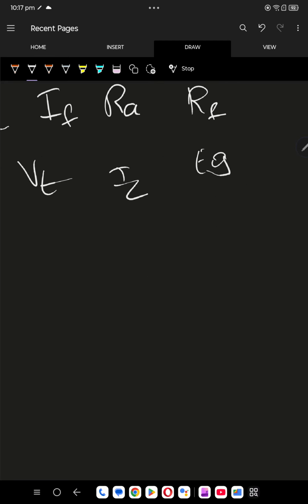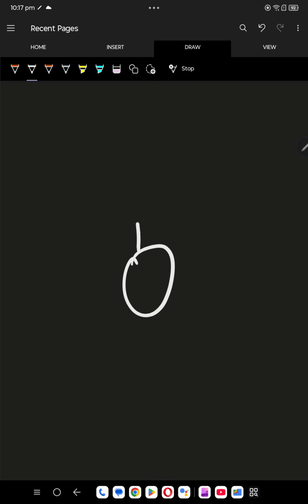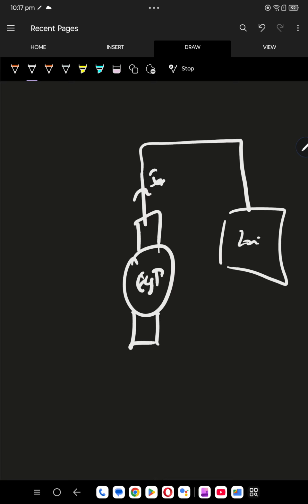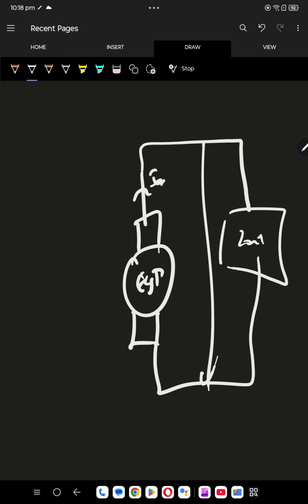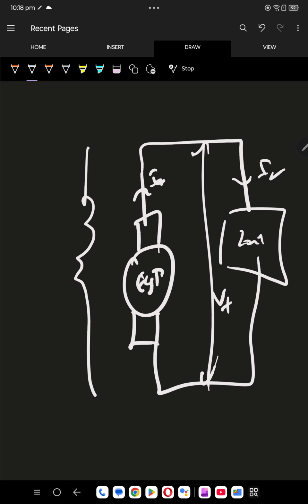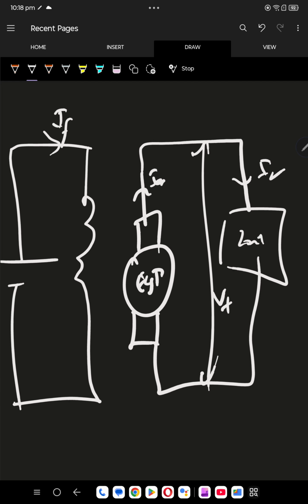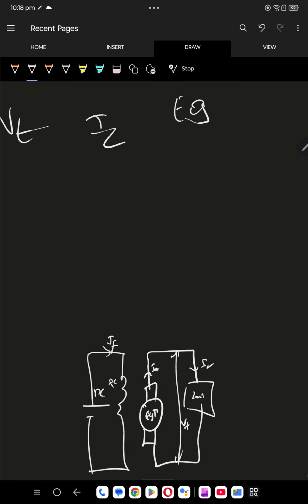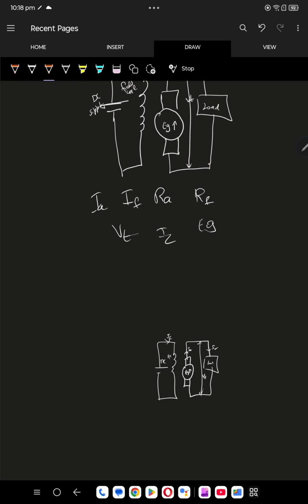Okay, quickly I'll draw the diagram again just for practice. EG, then here you have IA, and this is going to go to the load, and this is going to be VT, this is going to be IL. It's separately excited, so this is going to be IF. It is the DC battery, this is the field coil. That's it, done. Okay, now let's write the current equation and the voltage equation.